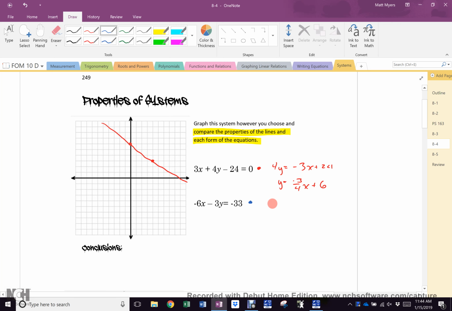Then negative 6x plus 33 equals 3y. Negative 2x plus 11 equals y.